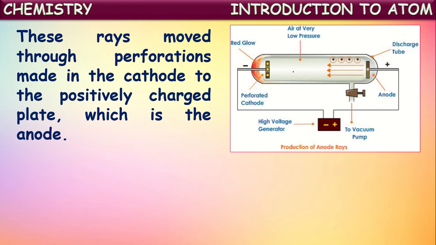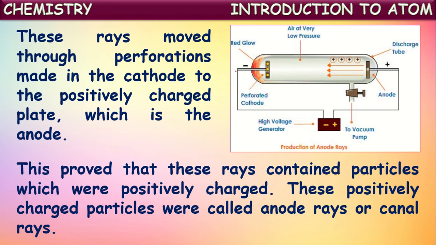They call these particles moving from the anode side to the cathode side anode rays or canal rays. This proved that these rays contain positively charged particles, because they are moving towards the negatively charged electrode. These positively charged particles were called anode rays or canal rays because they are moving from the side of the anode to the side of the cathode. So they are called anode rays.